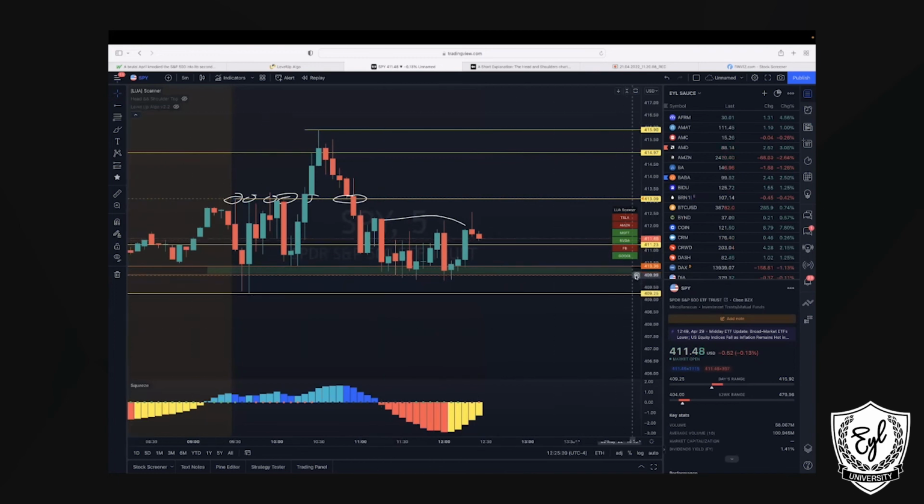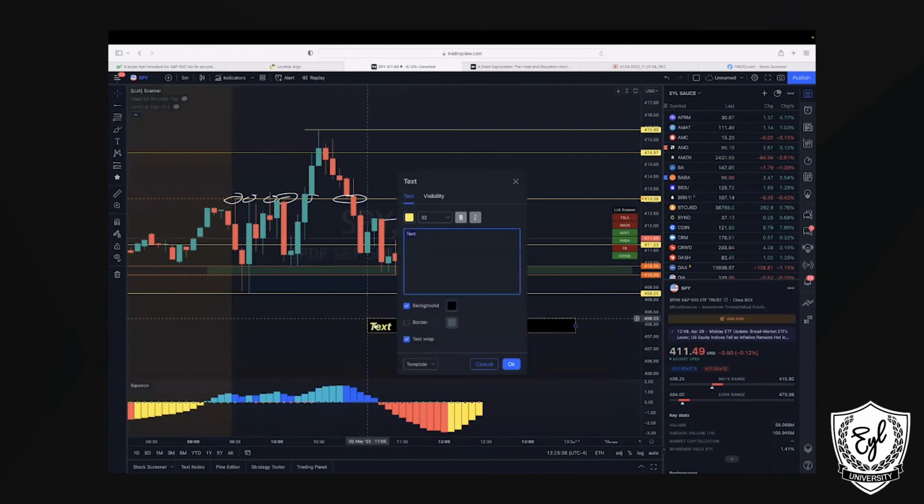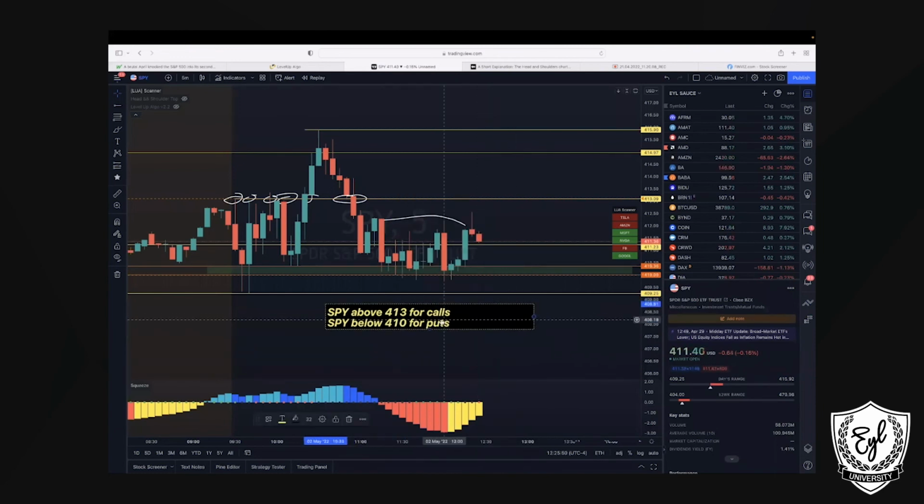And then I come to the 410 and I also place an alert. So now I have both alerts between 410 and 413. If we have an alert from 410 to 413, is that a range, a zone of consolidation? Yes or no? 100%. So here's going to be our plan for today: SPY above 413 for calls, and SPY below 410 for puts. Because this lets us know exactly where our critical levels of both resistance and support currently are.